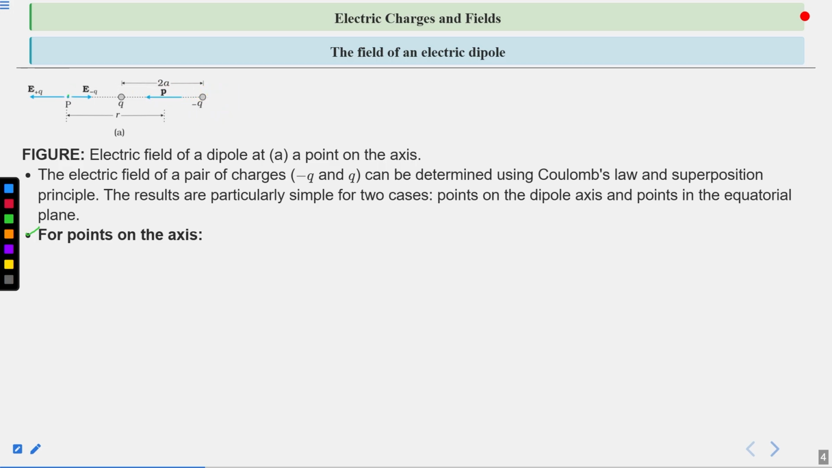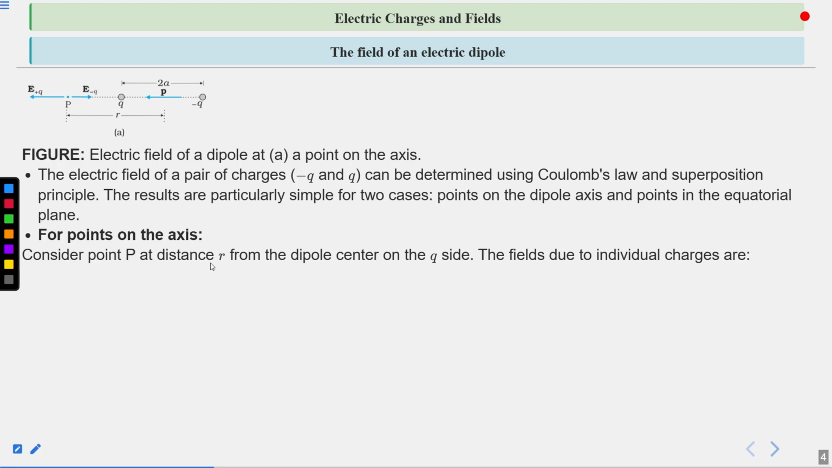Here the point is P. Here we talk about being on the axis. Clear? On the axis, the point is P. Now we determine the electric field due to the charges for a point on the axis. So consider point P at distance r from the dipole center. Here the dipole center is this one, the point located between the charges plus q and minus q. So the distance of point P from the dipole center is r.